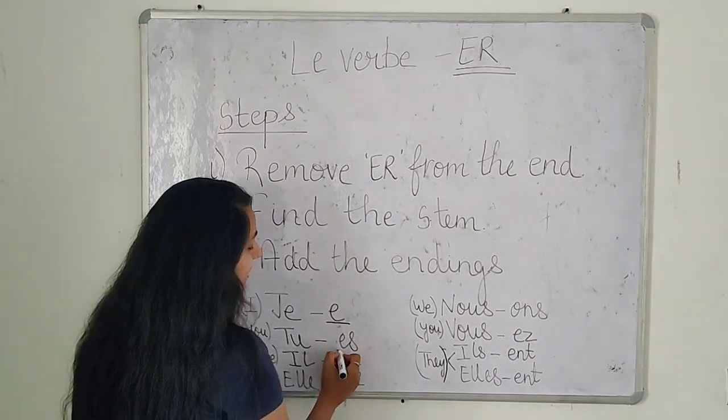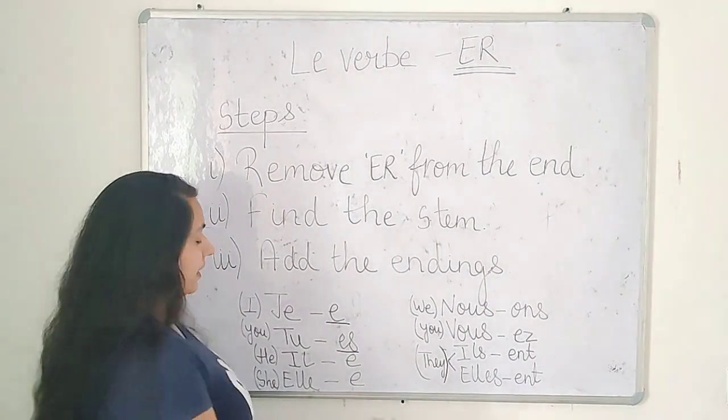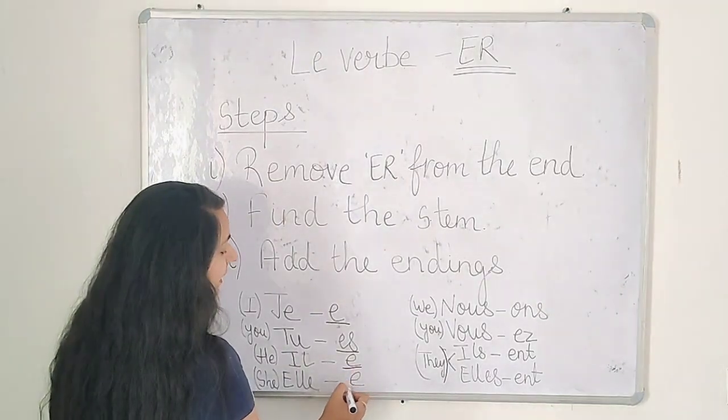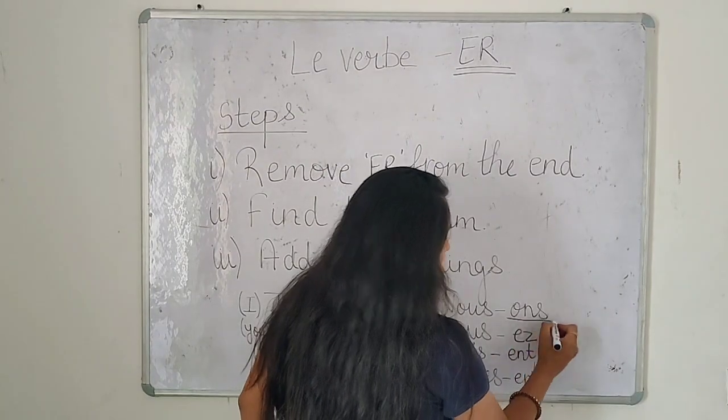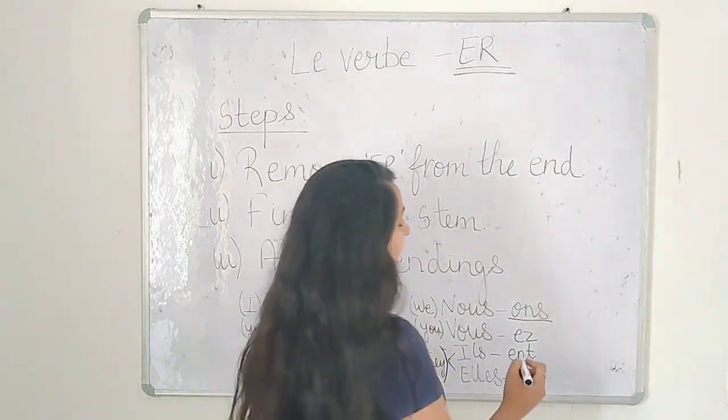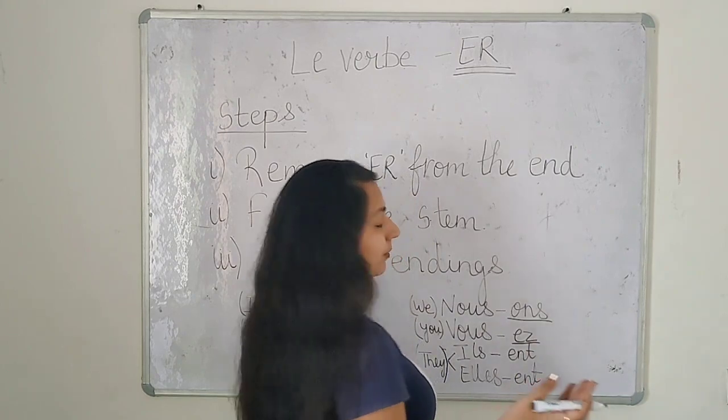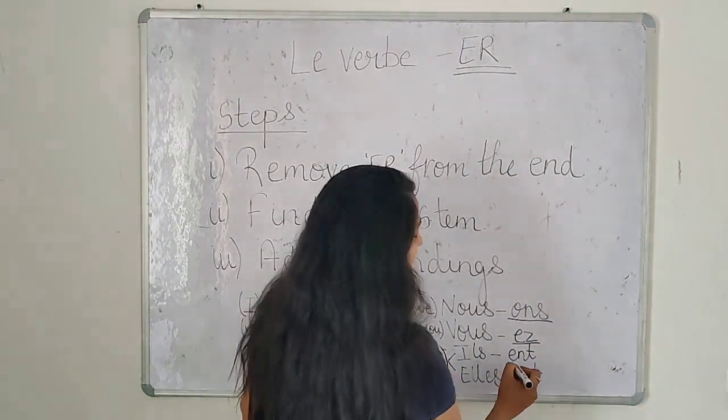Then with tu we write ES. With il and elle again we write E. With nous we write ONS. With vous we write EZ, whatever you call it. And with ils and elles we write ENT.